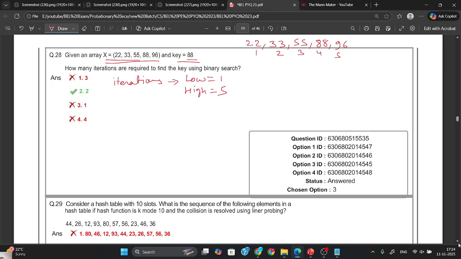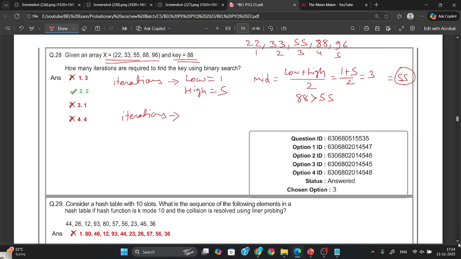Now, what is the formula to find the mid? It will be low plus high divided by 2. So low is 1, plus 5, divided by 2, that is 6 by 2, or 3. The third element is 55, and the key is 88. So 88 is greater than 55, so it will go to the next iteration.